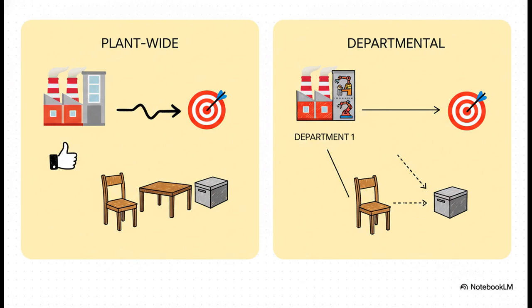They could use one simple plant-wide rate for the entire factory. It's super easy, but it can be really inaccurate. The other option is to use separate departmental rates. Yeah, it's more work, but it's way, way more accurate, especially if, say, one department is all about hands-on labor and another is packed with automated machines.